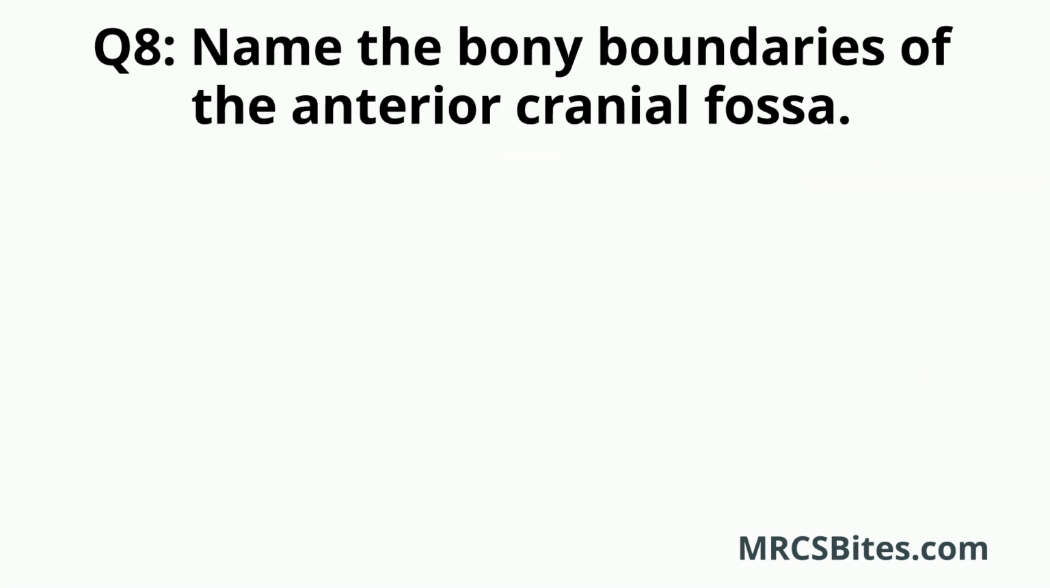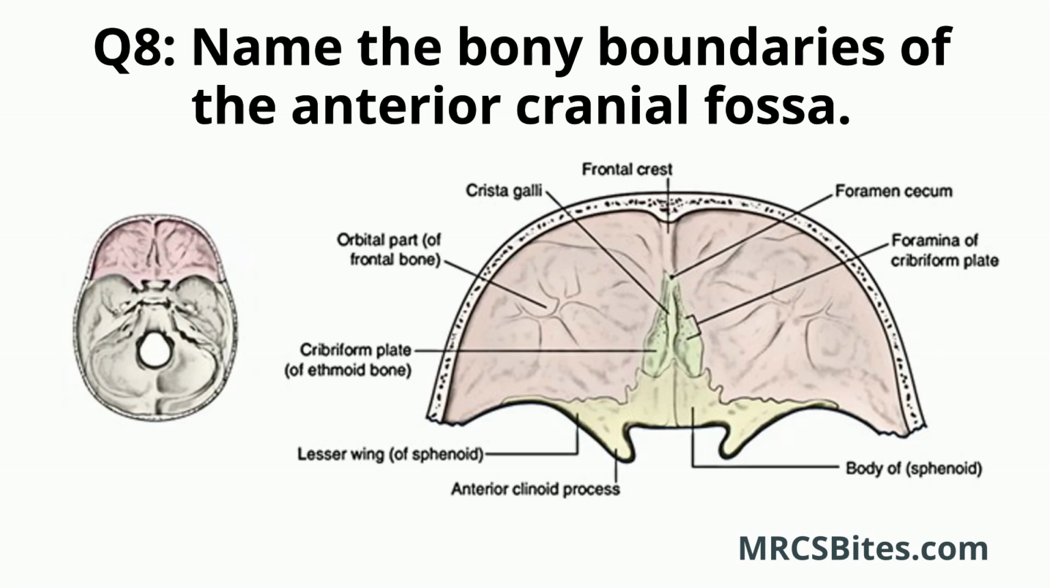Question 8. Name the bony boundaries of the anterior cranial fossa. The anterior cranial fossa is the most forward part of the cranial cavity, and its bony boundaries are formed by several bones, such as the frontal bone, ethmoid bone, and sphenoid bone.